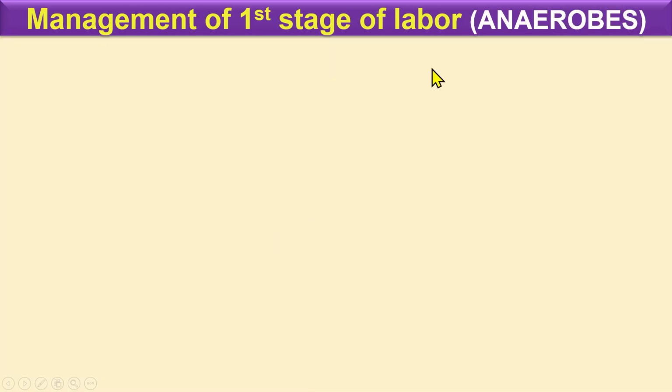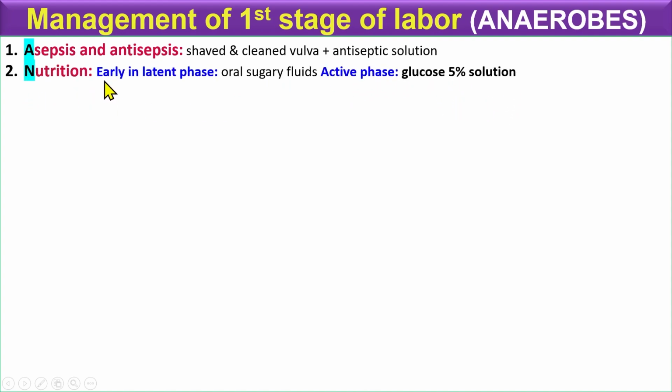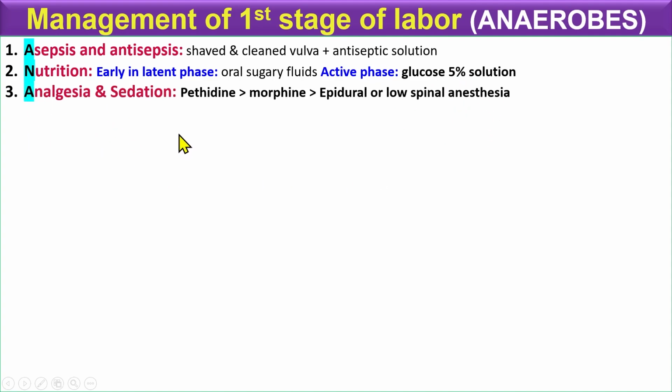In the management of the first stage of labor, you should remember the mnemonic ANAEROBES. The first represents the asepsis and antisepsis. So you should shave the vulva and clean the vulva and apply the antiseptic solution, and the next represents the nutrition. So in the early latent phase, you should give oral sugary fluid, and in the active phase, give 5% glucose solution. Okay. A represents the analgesia and sedation.